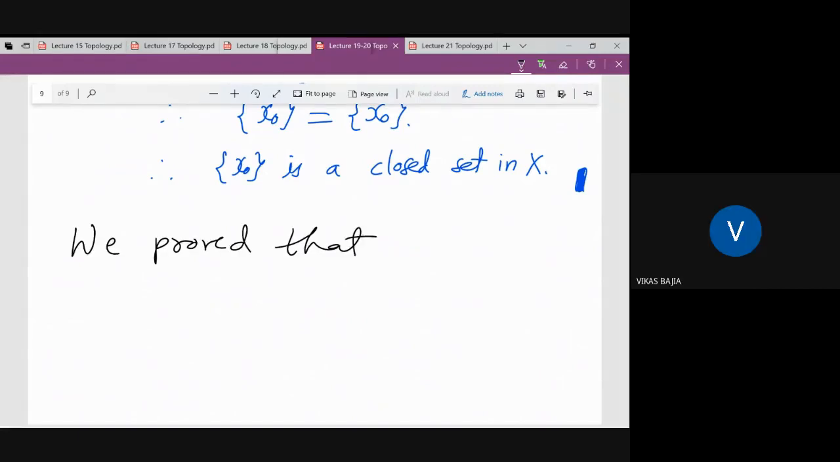Sir, I have a doubt in the last limit point definition. So that we can discuss after the lecture. Okay. Is it fine?